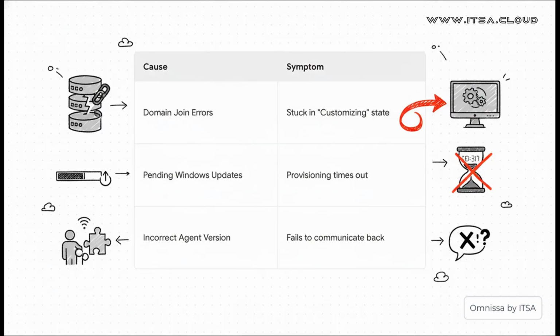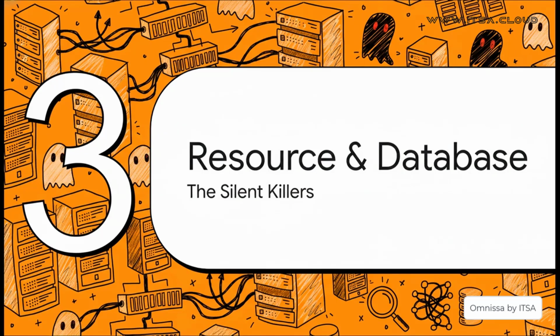And this table just lays it all out, plain and simple. If your service account doesn't have the right permissions to join the machine to the domain, guess what? It gets stuck. If your golden image has a Windows update just sitting there waiting for a reboot, the whole process can just time out and fail. And if the Horizon agent inside your image doesn't match your server version, it literally can't phone home to say, hey, I'm done. All right, now for our third category, and honestly, these are the tricky ones.